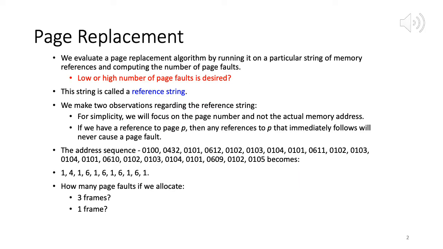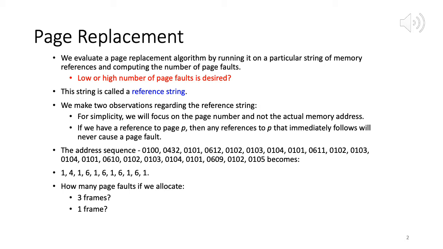Now I am on slide number 2, and this is the same reference string that we looked at in the previous lecture. So here is what we have. We have an address sequence where we are generating virtual addresses. So we see 0100 followed by 0432 followed by 0101 followed by 0612 and so on. So we have a bunch of memory accesses.